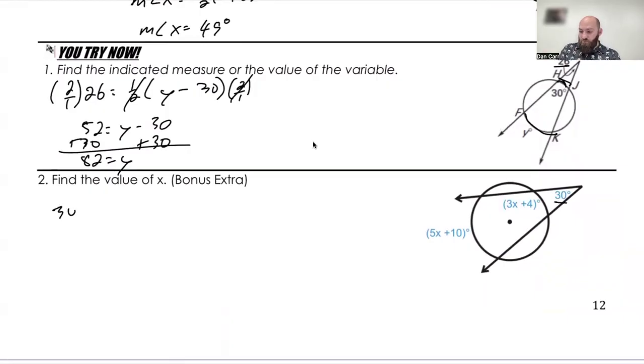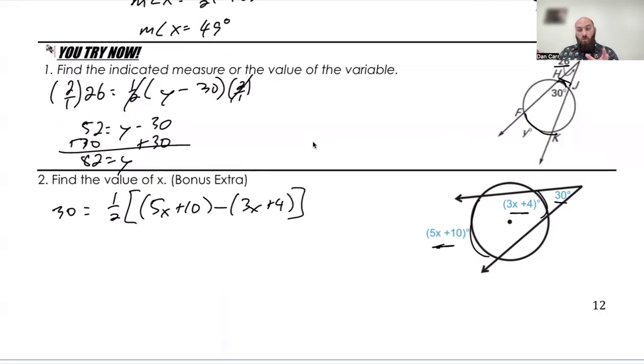30 is on the outside. I'm going to take 1/2 the difference between the two arcs. So here's my outer arc. Here's my inner arc right there. But when I do this, I need to be careful because I want to do 1/2 of 5x plus 10 minus 3x plus 4. So the trick here is this part. When I subtract all of this, I am subtracting the entire arc. So it needs to look like this. It'll be 30 is equal to 1/2 of 5x plus 10 minus 3x minus 4.